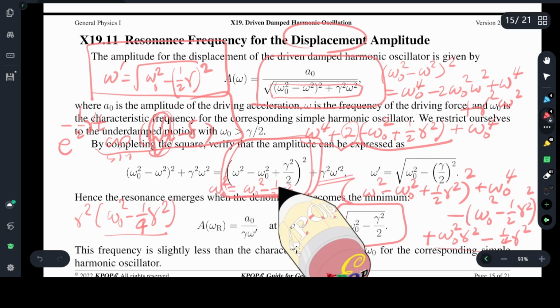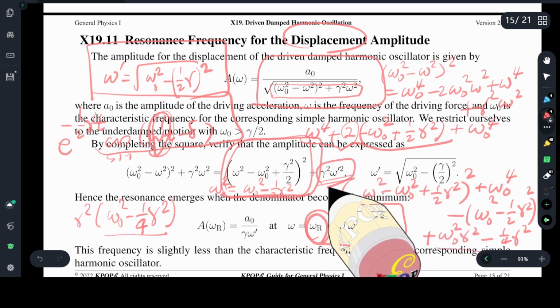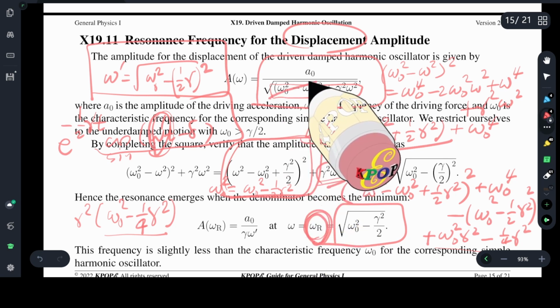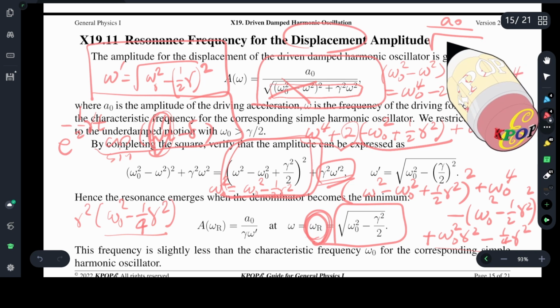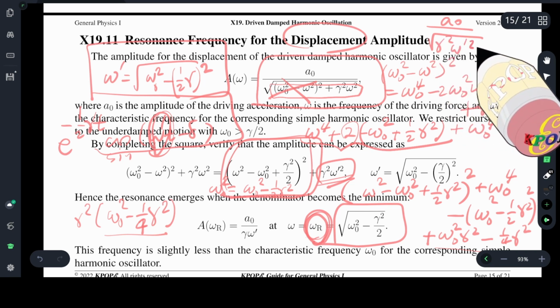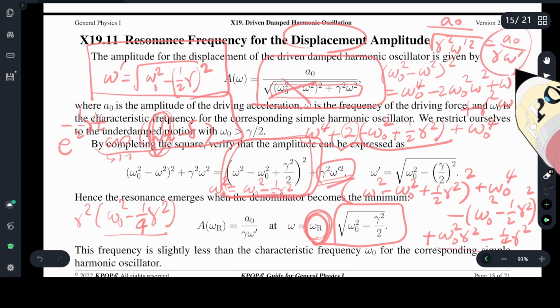All right. So we have a resonance frequency, and when we substitute omega r in here, this one disappears, and the amplitude becomes A0 over gamma omega prime. This is the amplitude.